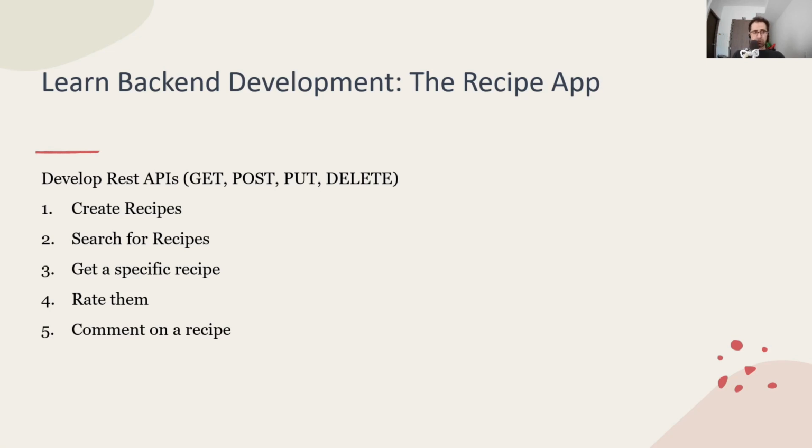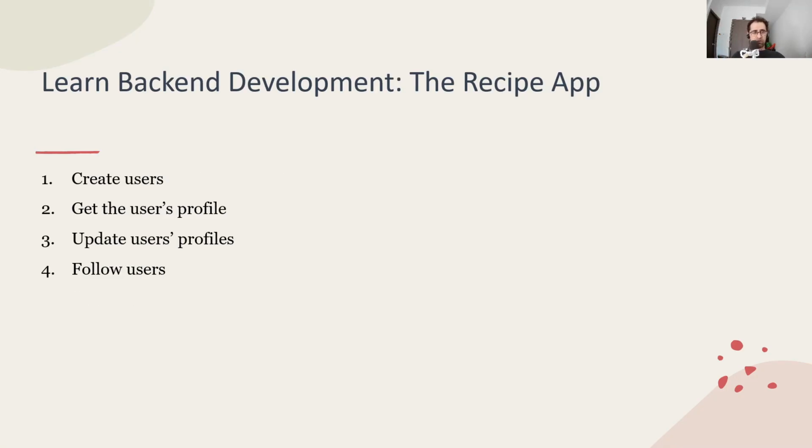So there will be this searching capability added to this application. Other than that, users will be able to get specific recipes based on their IDs or any unique number dedicated to these recipes. They will also be able to rate them and attribute a certain point to these recipes, and they can finally comment on each recipe. We will also create APIs to generate users. Every user will be able to have access to their own profile and update their information. For every single user, we will create mechanisms through which they can follow other users.